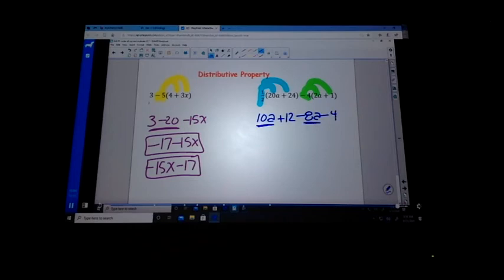The ones with the a's, those are like terms, so let's combine them. I have 10 a's and I have -8 a's. 10 minus 8 is 2, so I'll end up with 2a. And then I have 12 and -4, so 12 subtract 4 gives me 8. And you also could have 8 plus 2a, either answer would be appropriate.